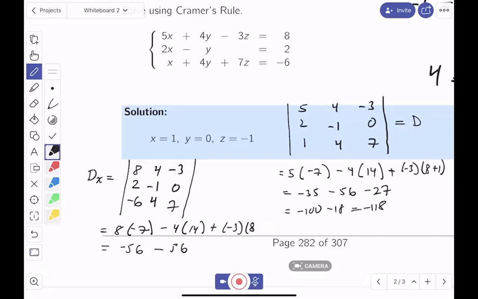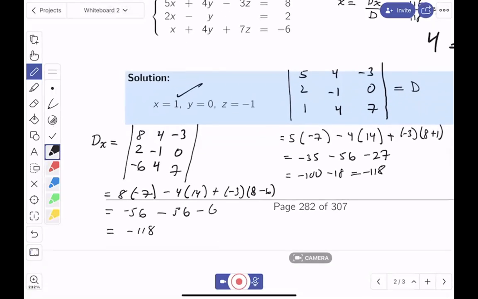Let's see. 8, -6, which is going to be -3 times 2, which is going to be -6. Let's keep going. That's going to be 112 minus 118. All right, what's x going to be? I'll write it down for you. X will be dx over d, which is -118 over -118, which is 1. Feel good about that. Let's do dy now.